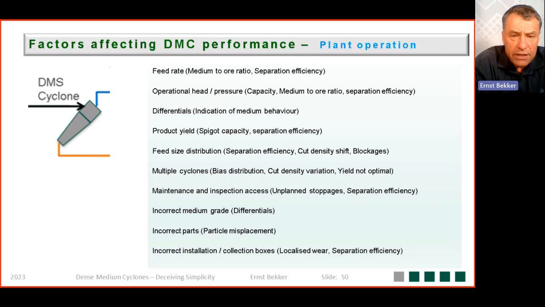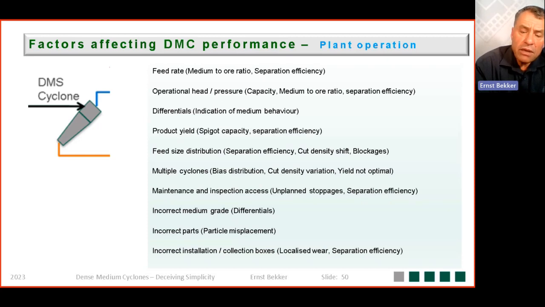Maintenance and inspection access: if you can't get into the cyclone to inspect it, it can lead to unplanned stoppages because of failures that have happened within the cyclone. It also impacts on the separation efficiency. Incorrect medium grade, we talked about impacting on the differentials. And then you can have incorrect parts fitted to the dense medium cyclone, leading to misalignments, and that can lead to particle misplacement. And then incorrect installation or too small collection boxes. It sounds strange, but it has happened in the past where the boxes are not capable of draining away the float and the sinks volumetric flow streams.